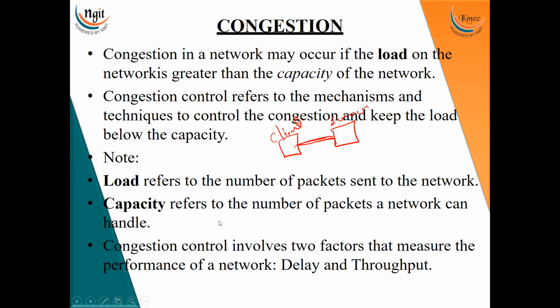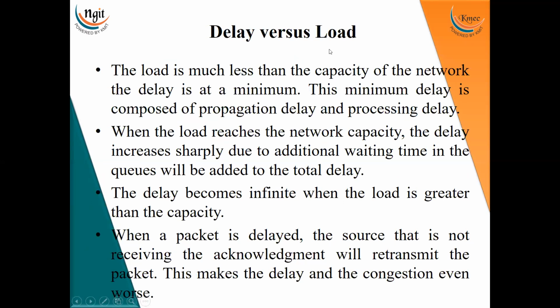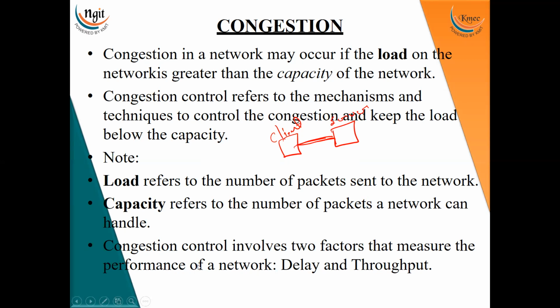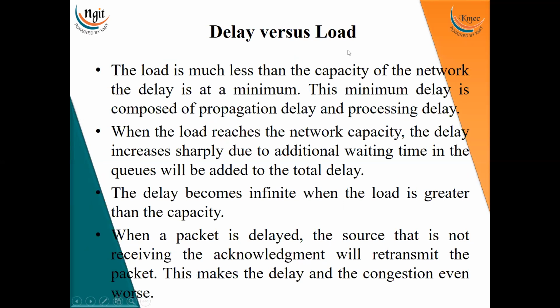And next, what is meant by congestion control? Here we have first the delay and load. Congestion control involves two factors that measure the performance of a network. One is delay, the other is throughput. First, the delay. When the load is much less than the capacity of the network, then the delay is minimum. The minimum delay is composed of propagation delay and processing delay.